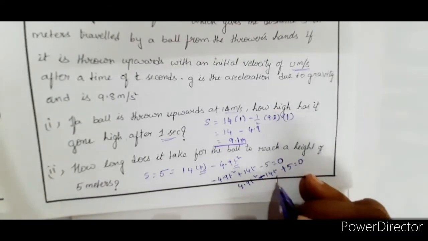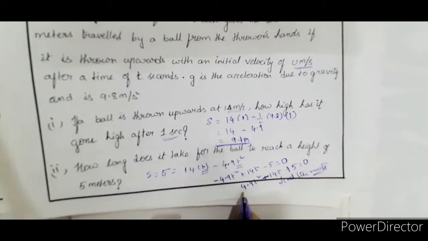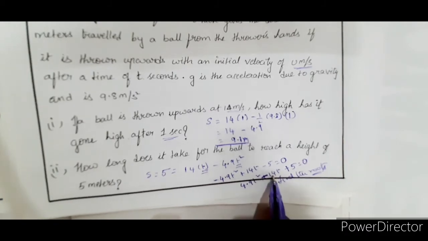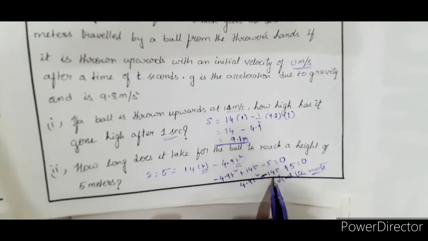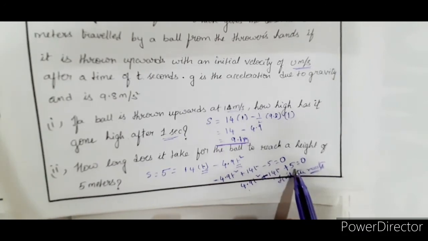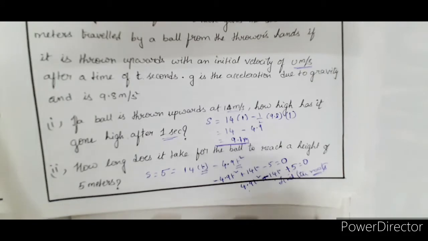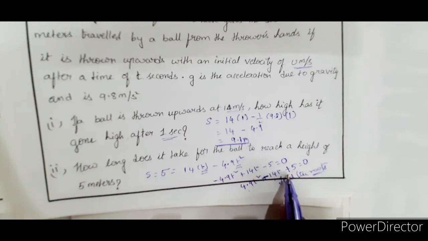So now find the roots. See whether you will be getting two values or one value. My discriminant is b square minus 4ac. Now b square is minus 14 whole square, minus 4ac, right? 4 into c is 5, 20. So 20 into 4.9, 2 into 4.9 is 9.8 into 10, 98, right? So now you have two roots here again, because you are getting a positive value.